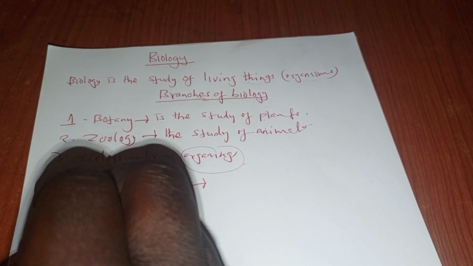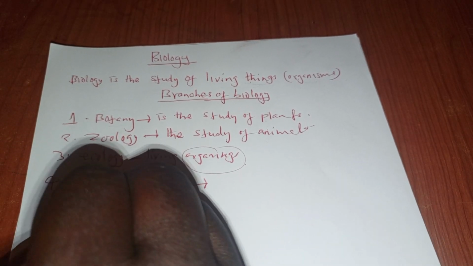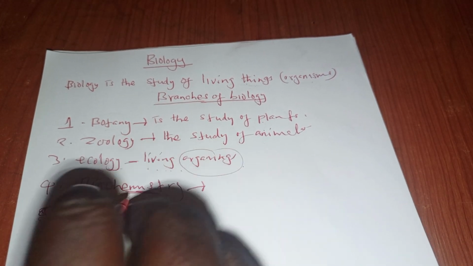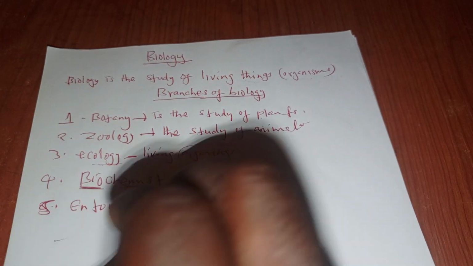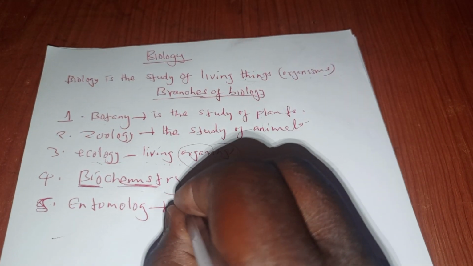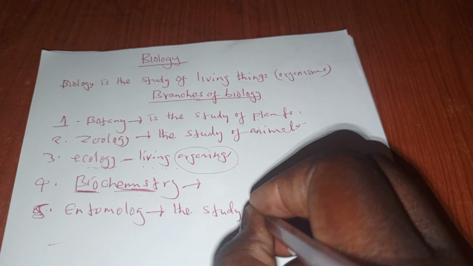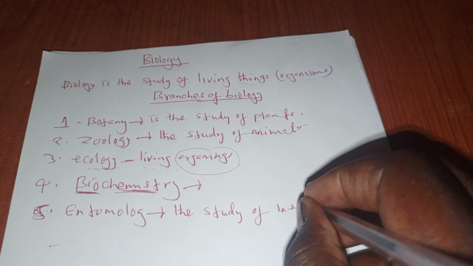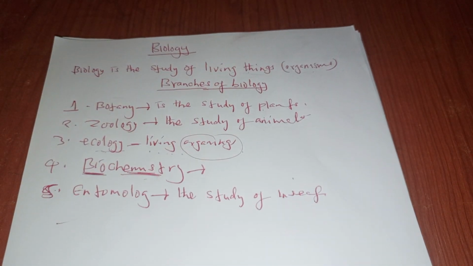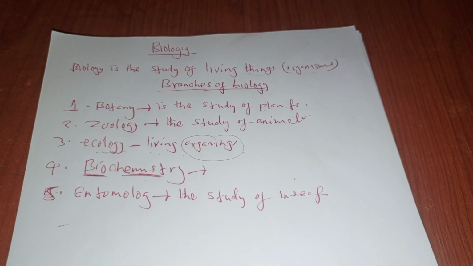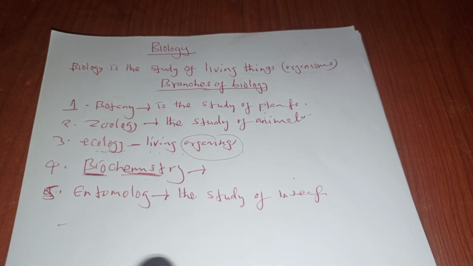Then the fifth one is entomology. This one is the study of insects. The study of what? The study of insects. So entomology is the study of insects.